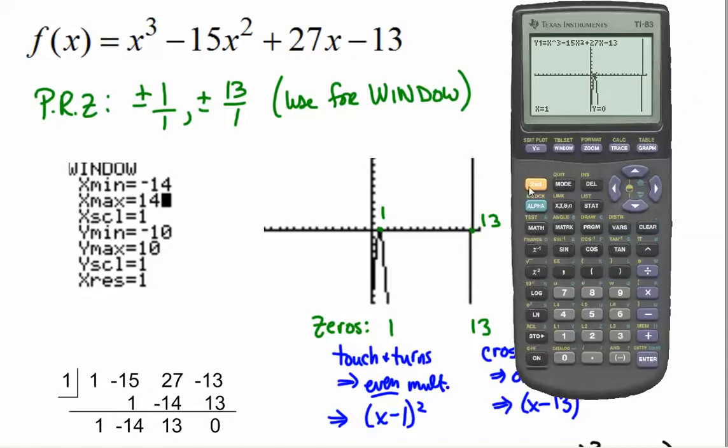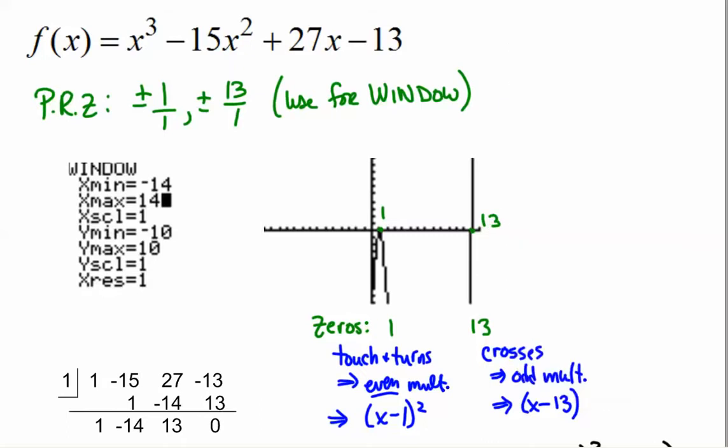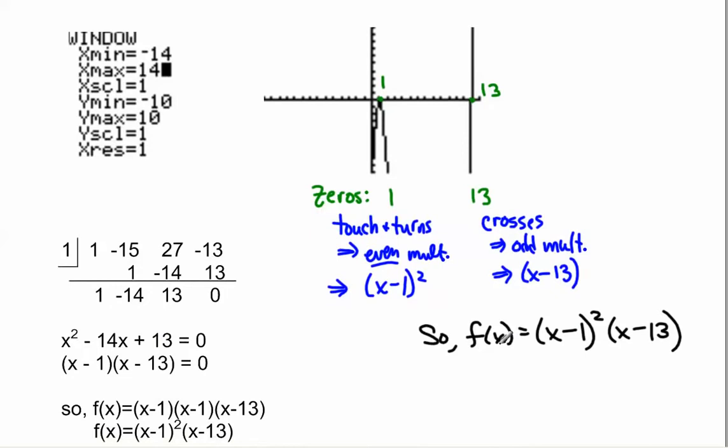Here, is this 13? I think so. Second, calculate, value, 13. Yes, it confirms that my y is 0, so that's my other zero, which means I'm going to have x minus 13 as my factor, and since it crossed, it's odd multiplicity. I could put those two pieces of information together and say, well, f of x is just x minus 1 quantity squared times x minus 13.